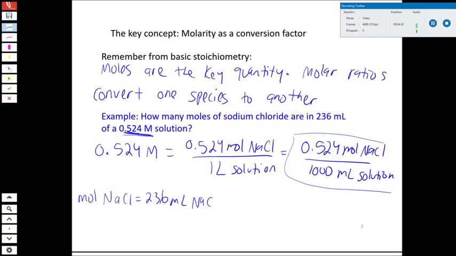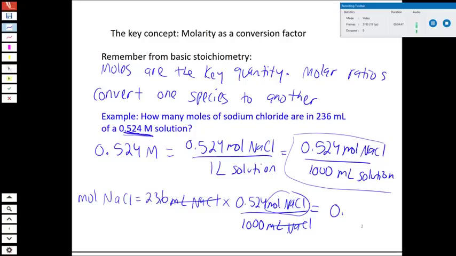So in the chapter 5 type of stoichiometry, usually mass was the first quantity we started with. Now we're starting with volume of a solution, and the conversion factor is going to be the molarity of that solution. So we use 0.524 moles of NaCl per 1,000 milliliters, if we want to use that shortcut directly, 1,000 milliliters of the solution. Milliliters cancel out, and that gets us into moles of our solute, which numerically in this case would be 0.124.